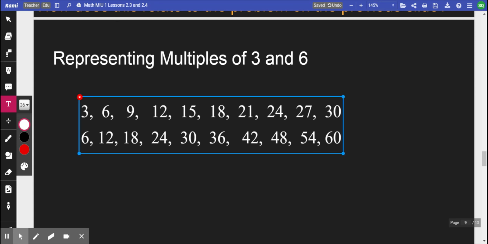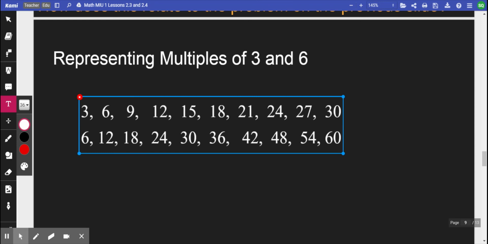6 is a double of 3, 12 is a double of 6, 9 plus 9 is 18, so it's a double. 12 plus 12 is 24, 15 plus 15 is 30, so these are doubles. 18 plus 18 is 36. So each of these match up as a double.